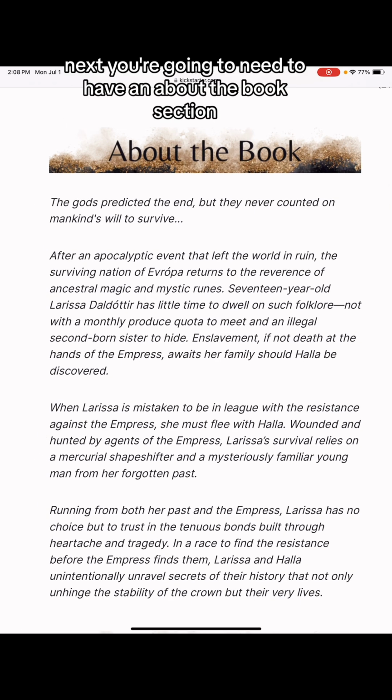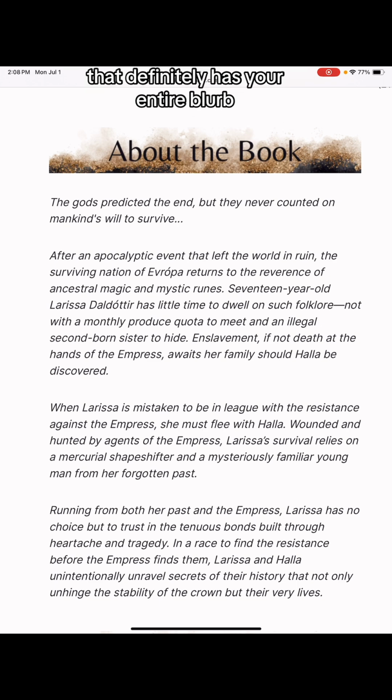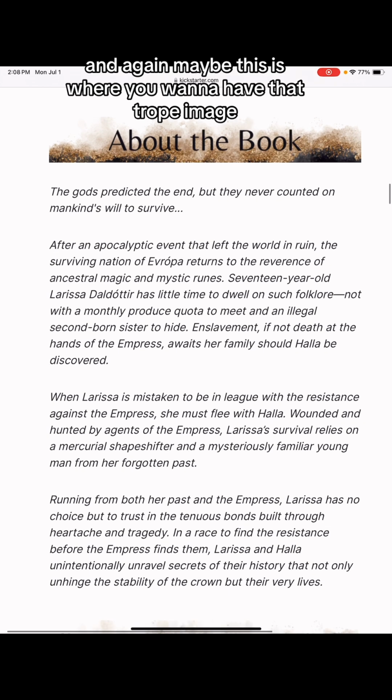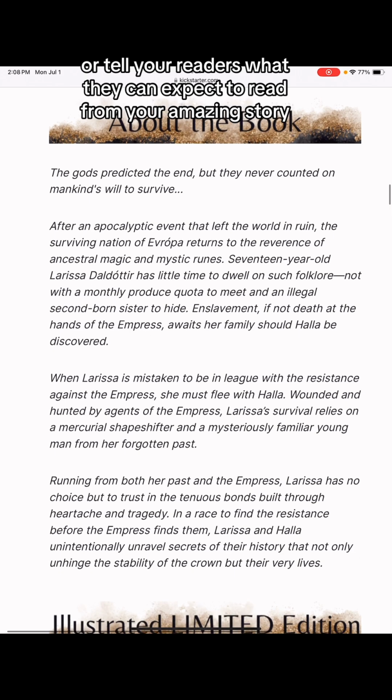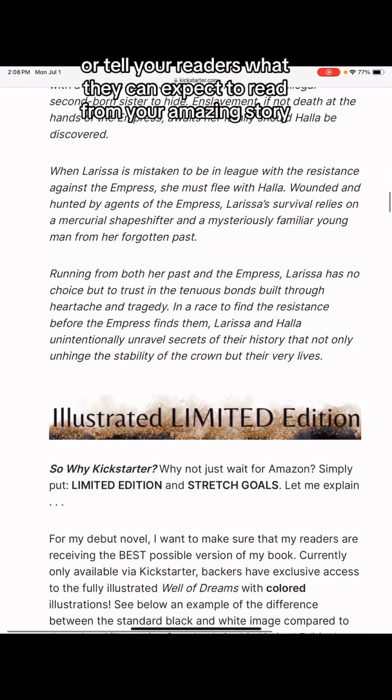Next, you're going to need to have an About the Book section that definitely has your entire blurb. And again, maybe this is where you want to have that trope image, or tell your readers what they can expect to read from your amazing story.